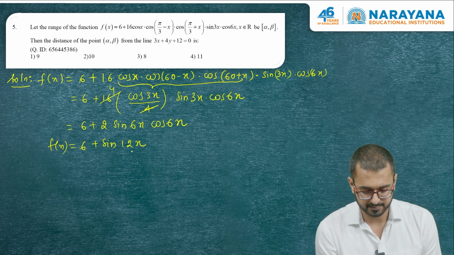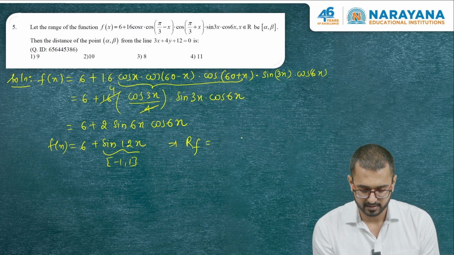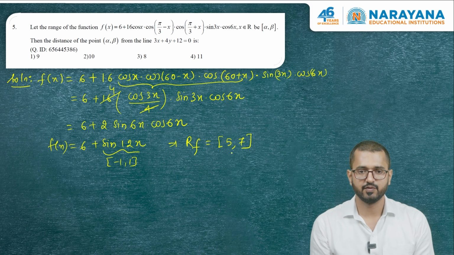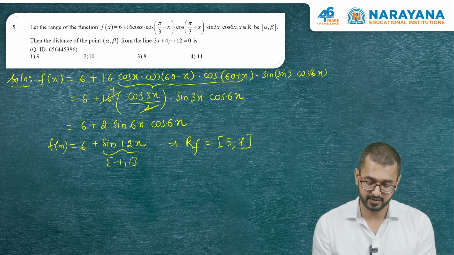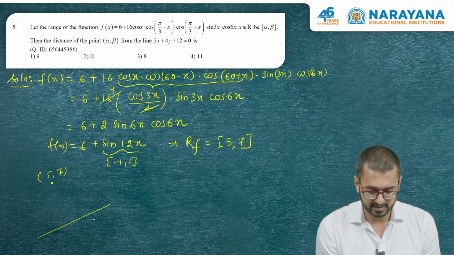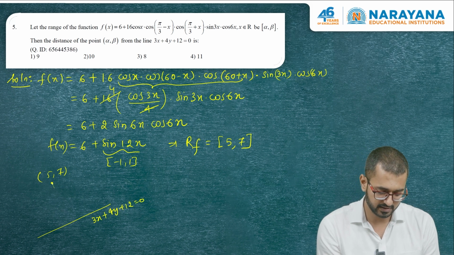So this belongs to minus 1 to 1. So the range of f from here we can write down 5 to 6 plus 1, 7. So the range of f is going to be from 5 to 7. And now we have to find out the distance of the coordinate 5 comma 7. That means this is my point, say here 5 comma 7, and then I have this line which is 3x plus 4y plus 12 is equal to 0. So I want this distance basically.